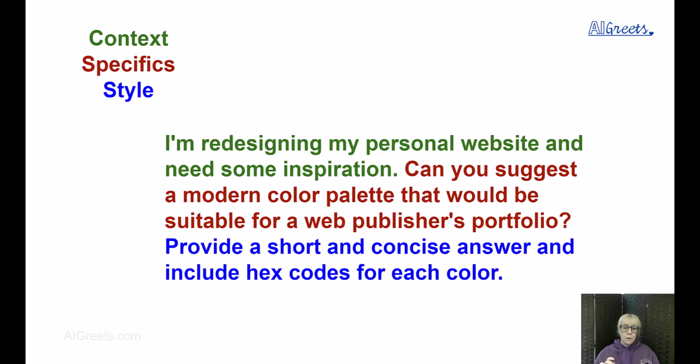Okay, so I'm redesigning my personal website and need some inspiration. That's your context, right? This is telling the AI, telling the model why are we here? What's the bigger picture? What's the overall purpose of this conversation? And now I'm going to get into the specifics. Can you suggest a modern color palette that would be suitable for a web publisher's portfolio?